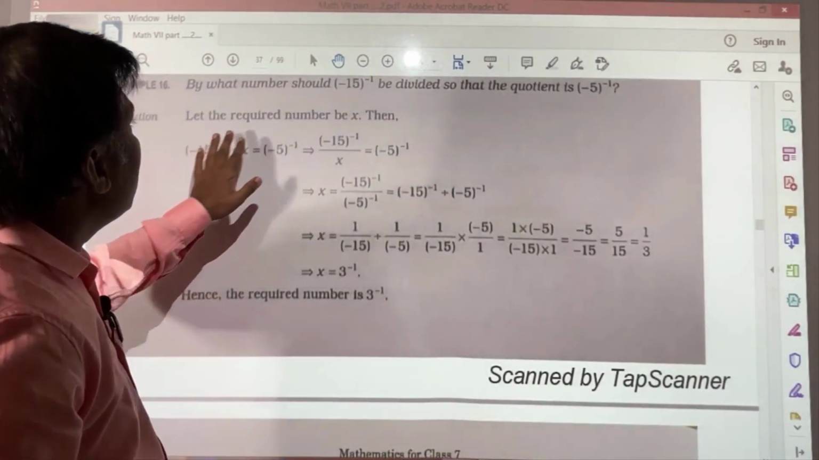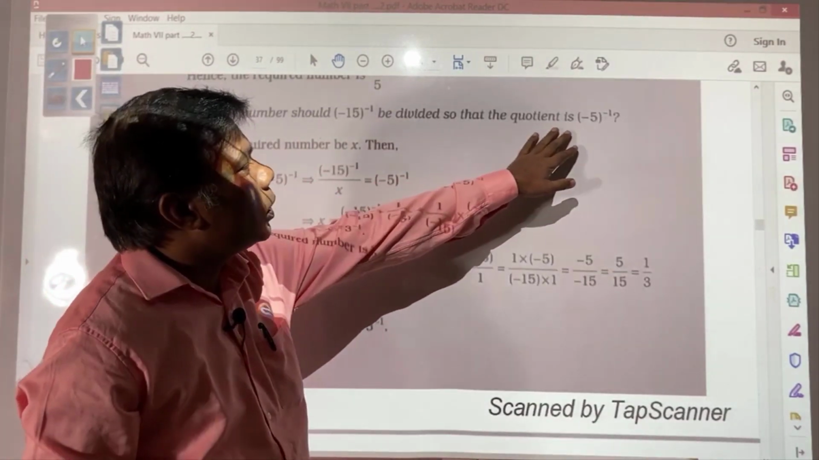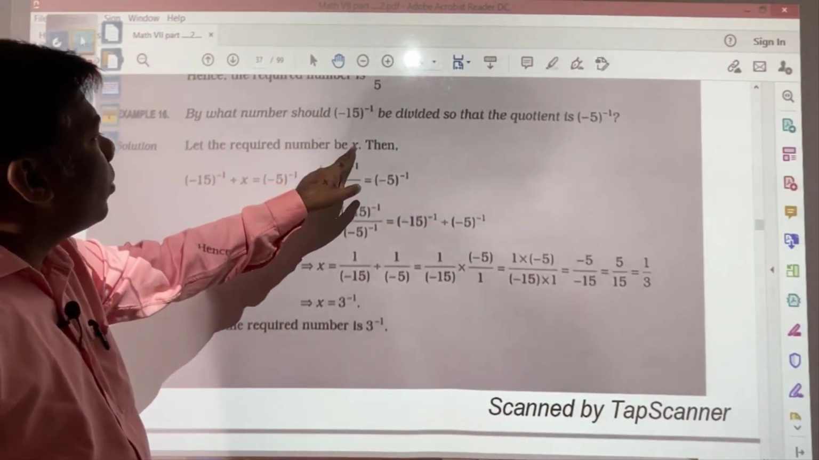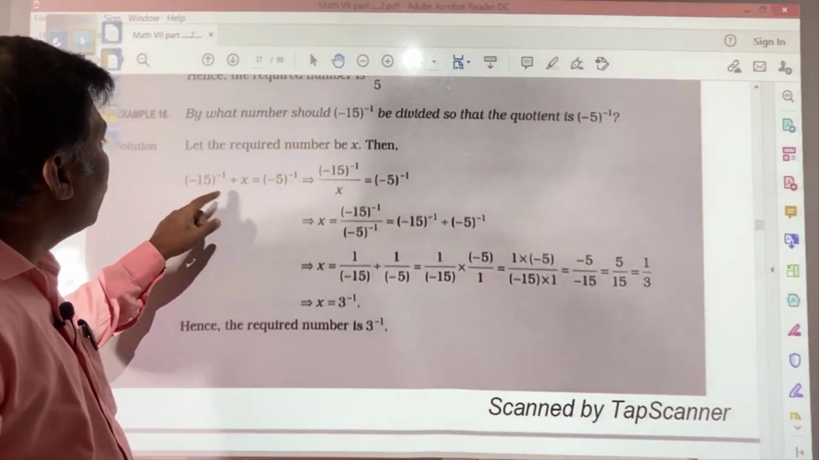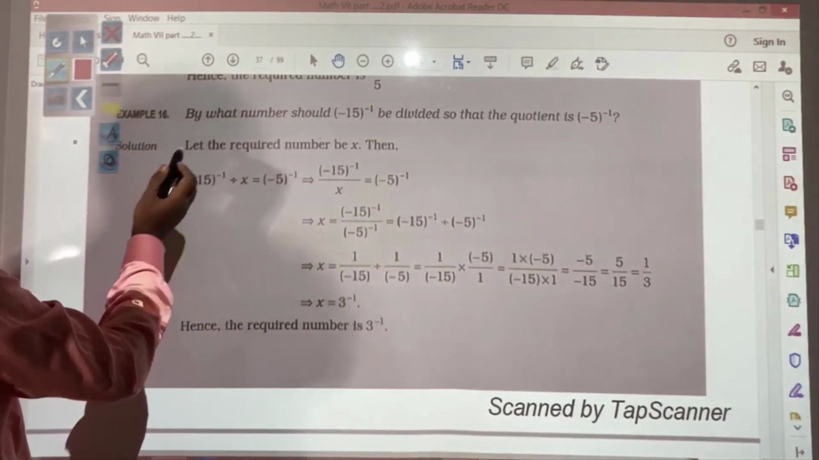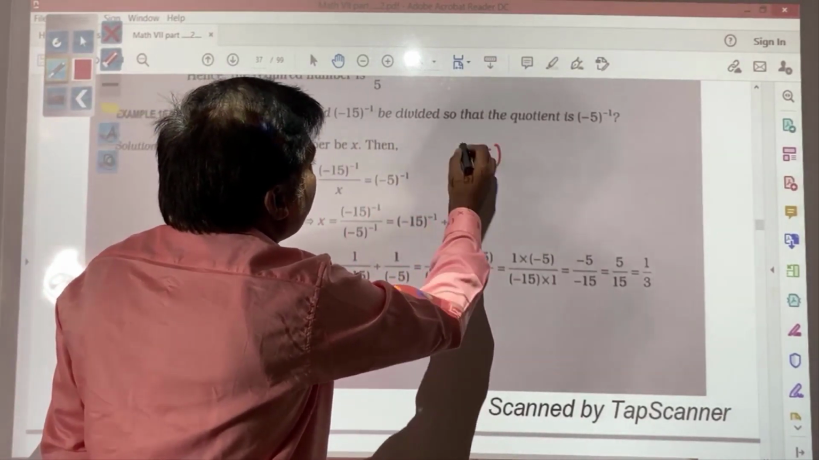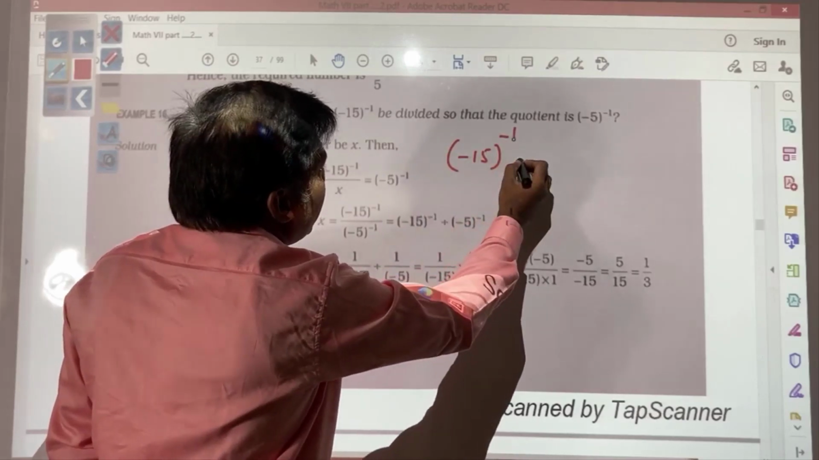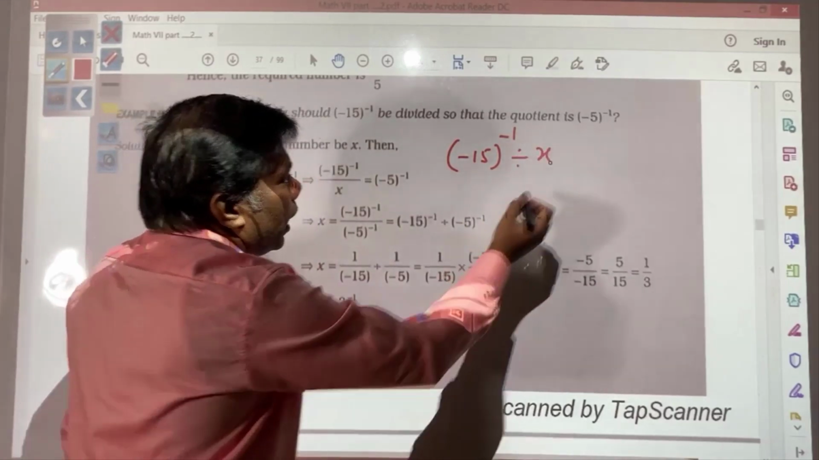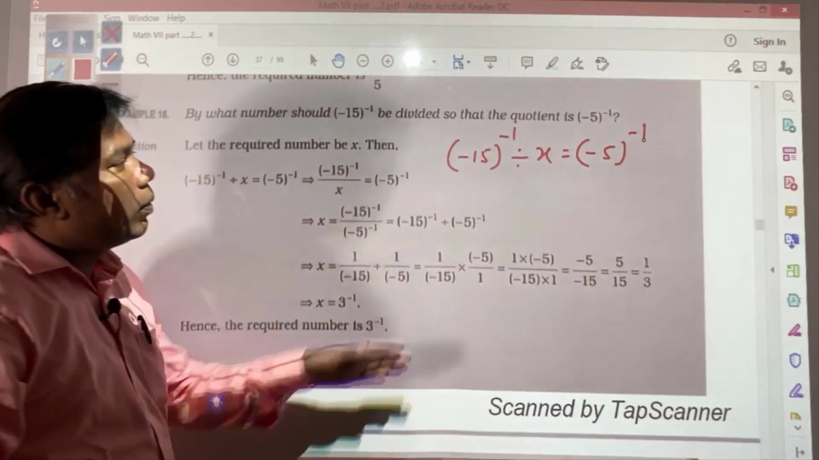Then you have, by what number should minus 15 to the power minus 1 be divided so that the quotient is minus 5 to the power minus 1. Just what has been done, the required number has been assumed x. So as the question is saying, accordingly you write the equation and then you try to simplify. By what number should minus 15 to the power minus 1 be divided? Suppose this number will be divided by x and you are getting minus 5 to the power minus 1. This is required to be simplified.